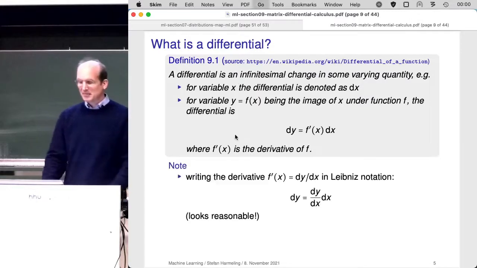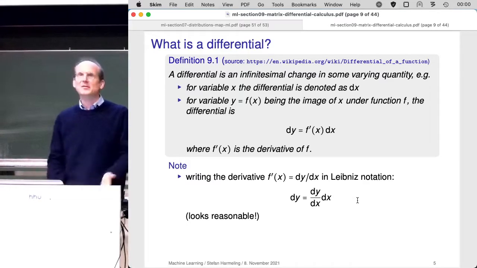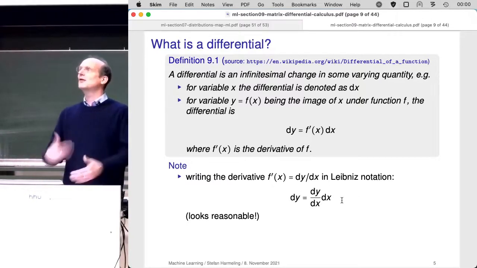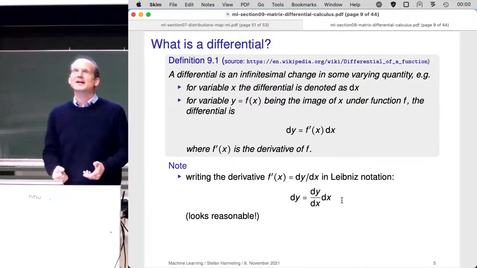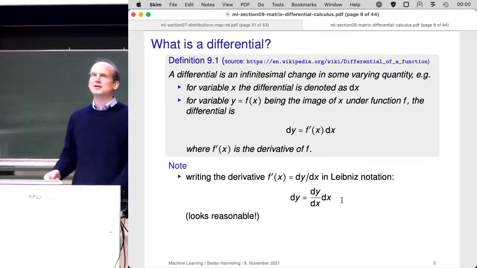So that is basically the definition, but it is more of a hand-wavy definition here, right? But let's see what we can make out of this. Suppose we use the Leibniz notation for our derivative, which is dy divided by dx. Then it turns out that something very reasonable comes out of this, right? So dy is equal to dy divided by dx times dx. So it kind of makes sense. But again, I'm a bit hand-wavy here. Look at the real math books for the details, right? But this is the intuition, okay?